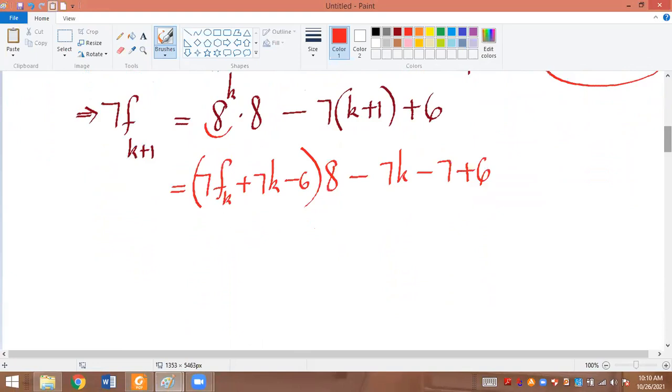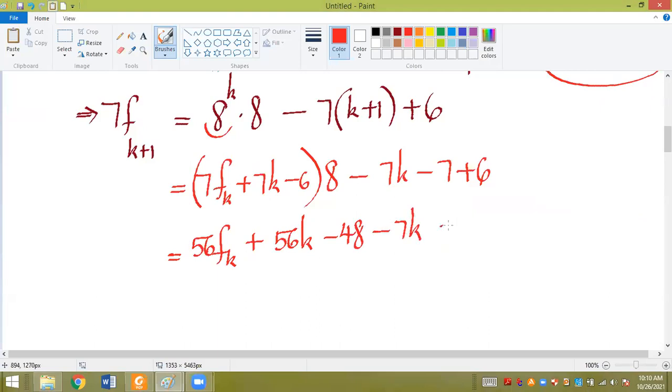That gives us, when you open brackets, 56f at k plus 56k minus 48 minus 7k minus 1. This gives us a minus 1. So simplify, what do you see? That is 56f at k.